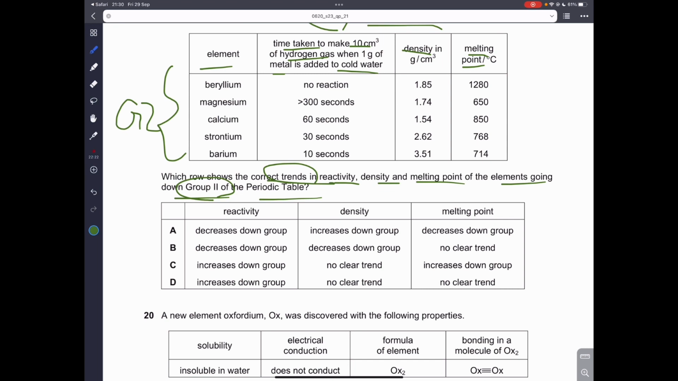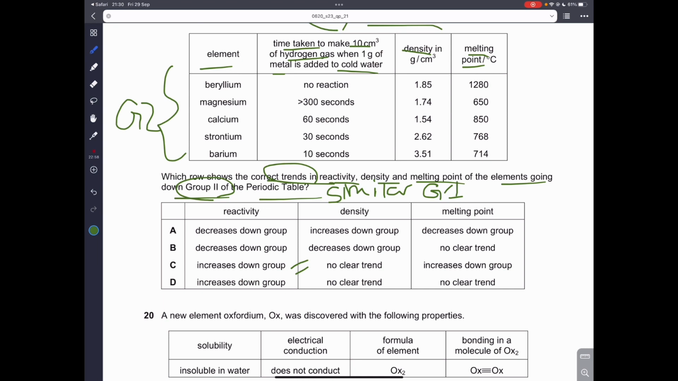Essentially, group 2 elements are similar to group 1 elements. They have similar trends as group 1 elements. So what this means is that you can see as you go down the group, the density increases. The melting point, however, decreases as you go down the group. Now, that is a property of group 1 as well. So if they are similar to group 1, we can see that their reactivity will also increase down the group. The density will also increase down the group.